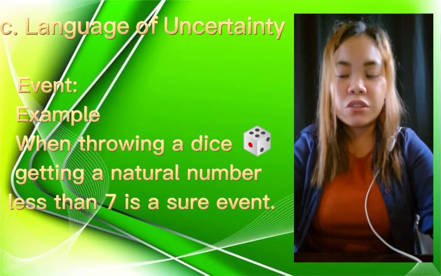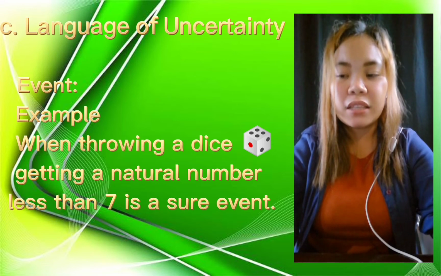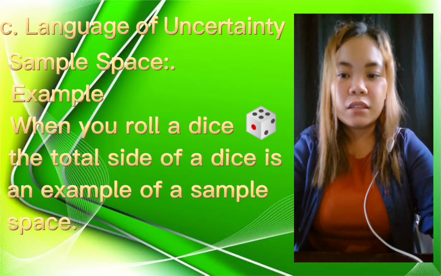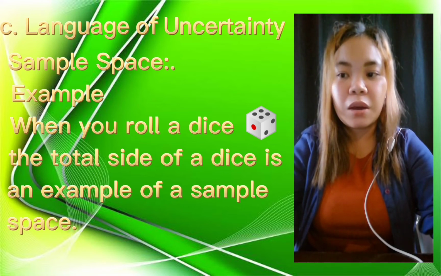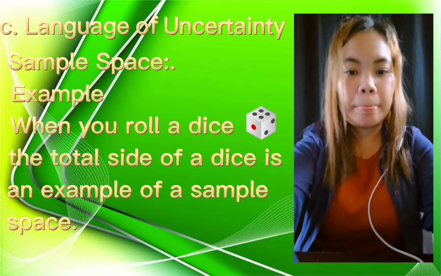Event. In throwing a dice, the event of getting a natural number less than 7 is a sure event. And lastly, the example of sample space. When you roll one dice, the sample space is 1, 2, 3, 4, 5, and 6. So the size of the sample space is 6.